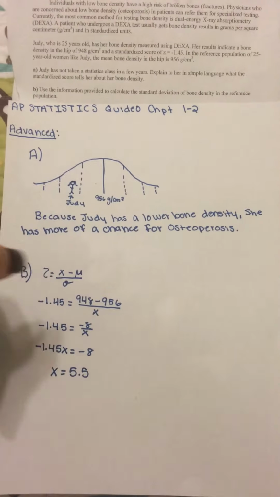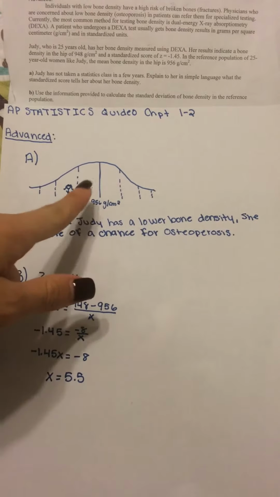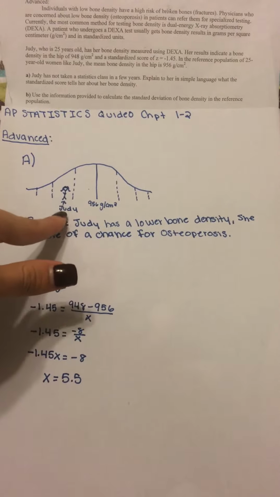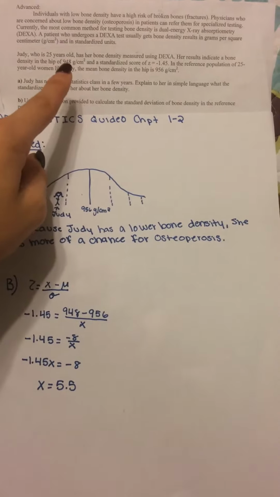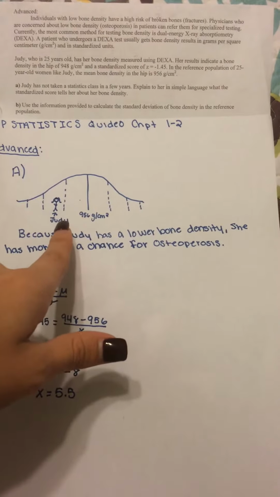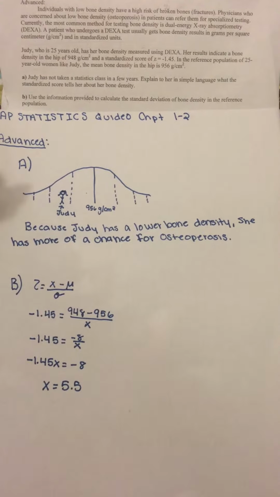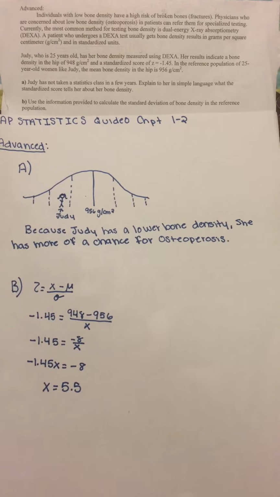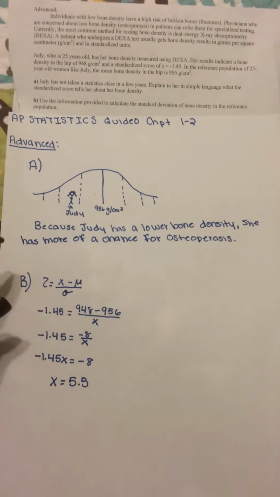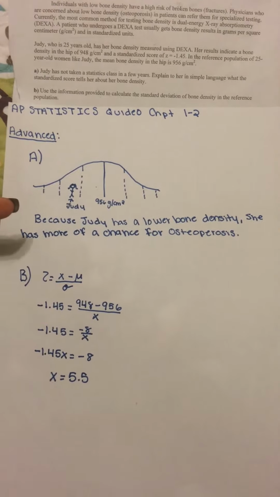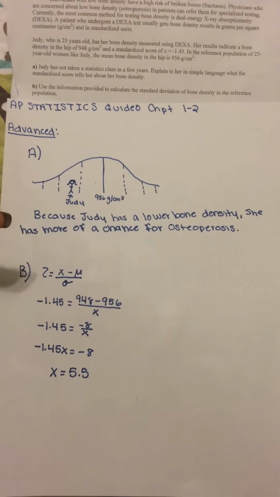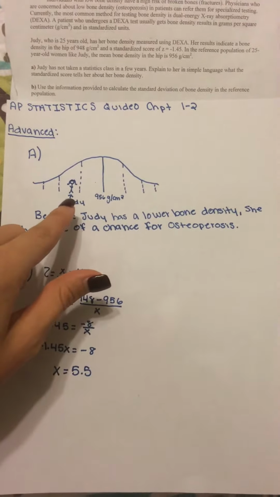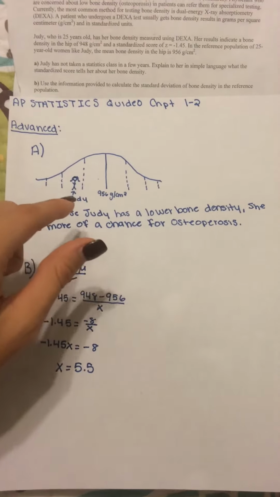Judy, as we will find out later in this problem, is about 1.5 standard deviations, as she is at 948 grams per centimeter squared, very far below. Now, as we found from the very beginning, women with a low score tend to have a higher chance. So, we would say that because Judy has a lower bone density, she has more of a chance for osteoporosis because she's about 1.5 standard deviations below the mean of most women.